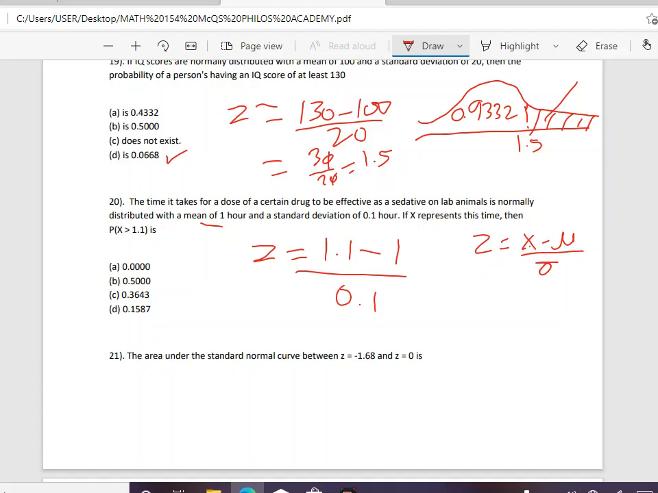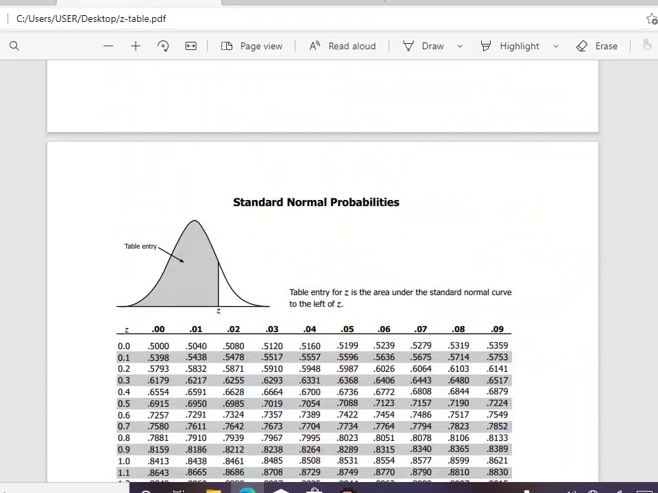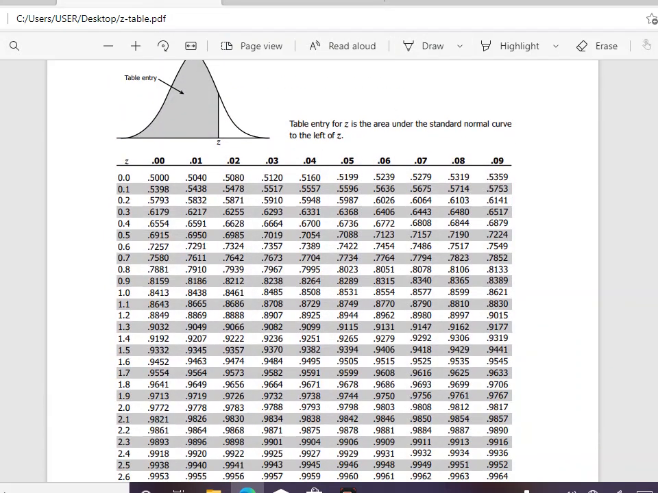So 1.1 minus 1 is 0.1, isn't it? And 0.1 divided by 0.1 gives you what? Positive 1. Is that not so? So when you get positive 1, meaning you are finding the probability that z is greater than 1, isn't it? So if this is positive 1, we are finding this side. So you go to your z table and look for 1.0. It gives you 0.8413, right?